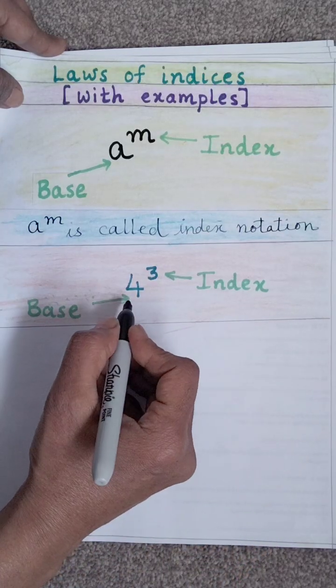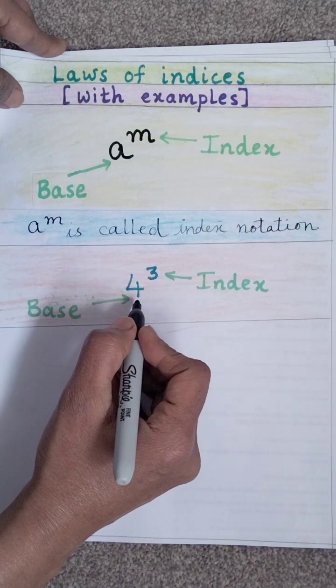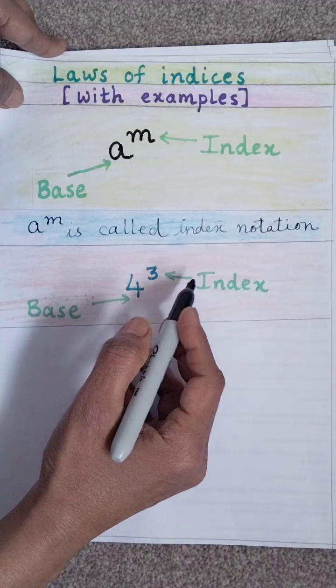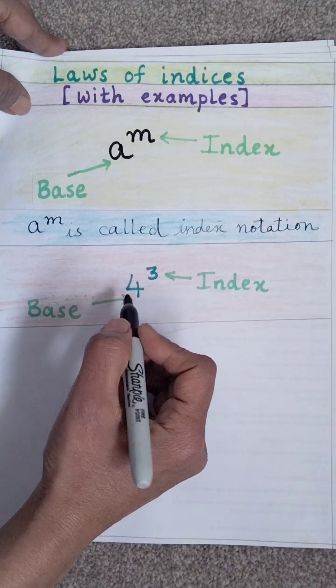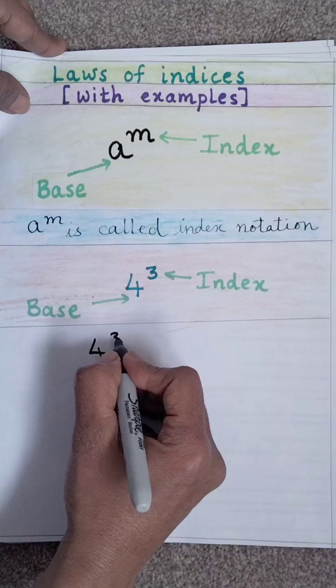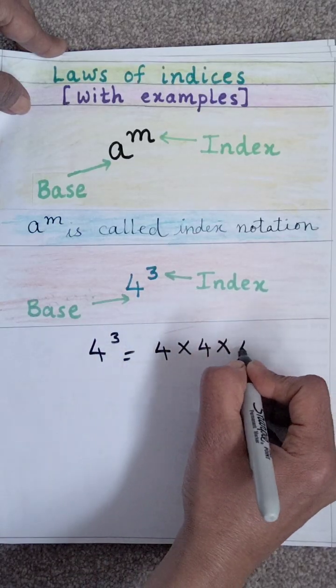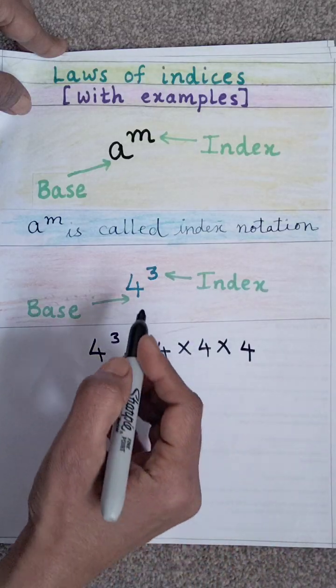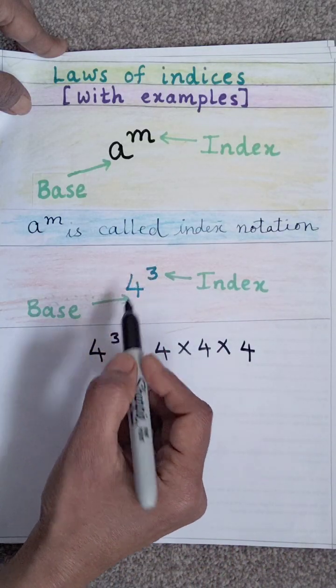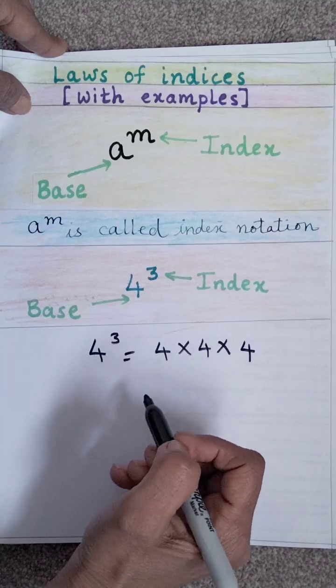Example, in 4 raised to 3, 4 is called the base and 3 is called the index. It can be written as 4 times 4 times 4. 4 is the base, 3 is the index. We are multiplying 4 by itself 3 times.